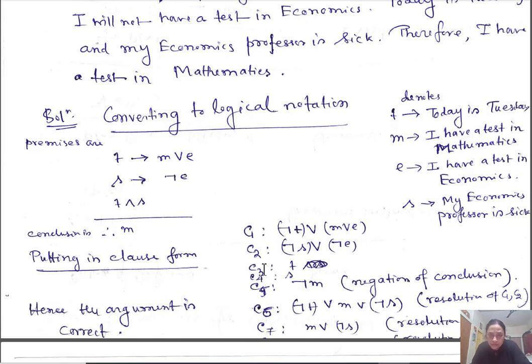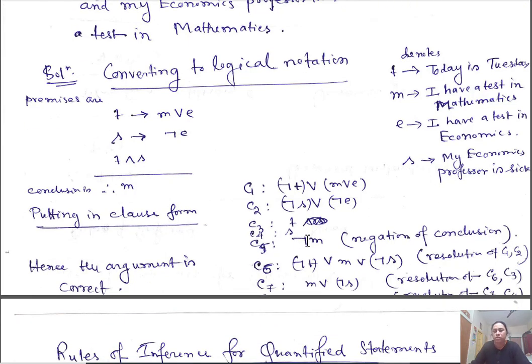Taking the resolution of C1 and C3, T is cancelling out, so the new clause is M or E. With M or E and negation of M, you get E. This E and C2, negation of S or negation of E, give negation of S. And this S and negation of S give the empty clause. Okay, so you check it on your own.